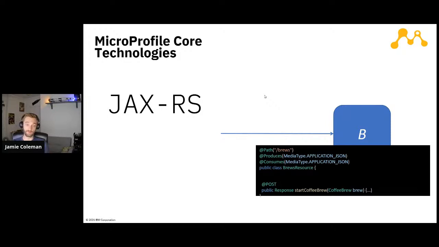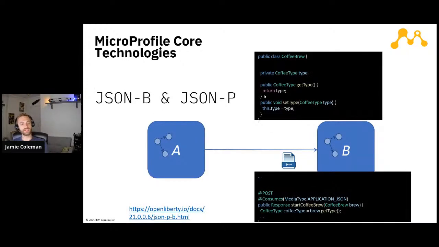This is a coffee shop application that's in this slide. Essentially, we're producing JSON, and that's generally the format we use for microservices to communicate with one another. And we're consuming JSON. And here, we're just starting the brew of a coffee. So nice and simple. JSON-B and JSON-P are quite cool, and we're going to be using JSON-B in the service we're going to be creating.